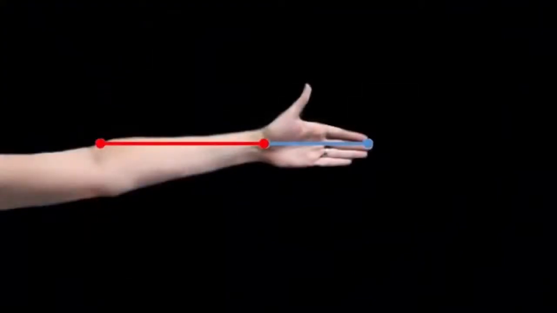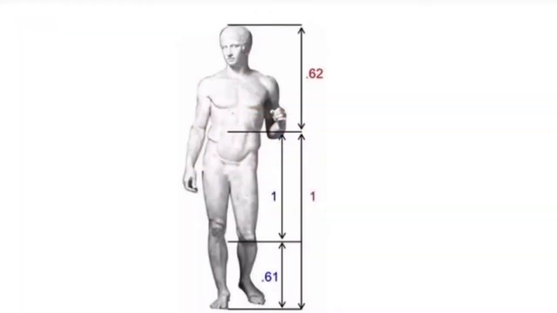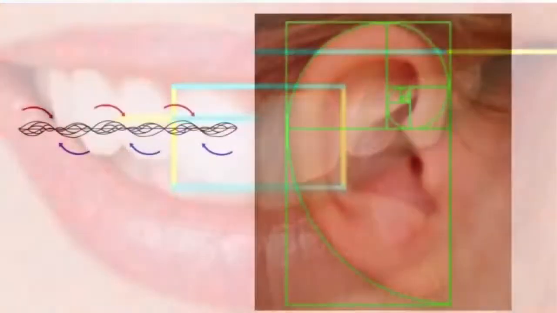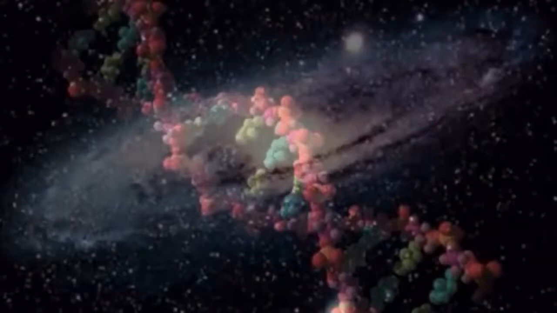Breaking it down even further, the divisions from the elbow to the wrist and the wrist to the tips of the fingers is also a perfect 1 to 1.6 ratio. And by now, you've probably guessed it. Yes, this continues on into the hand and even into the fingers. As a matter of fact, the human body is a bountiful display of the Fibonacci sequence. Ever wonder why your front teeth are larger than the rest, or why your ear is shaped in the way that it is? Perhaps it is because the pattern of the Fibonacci sequence is encoded in our very DNA.